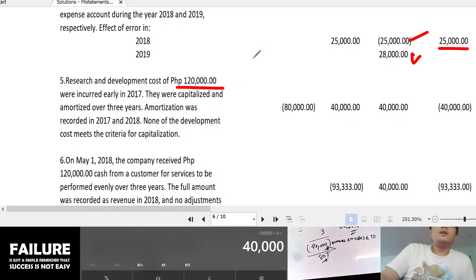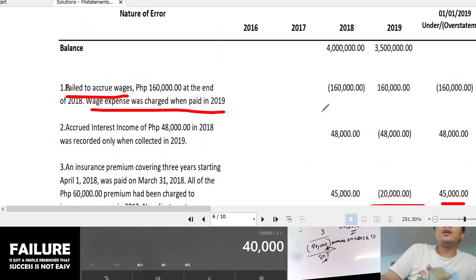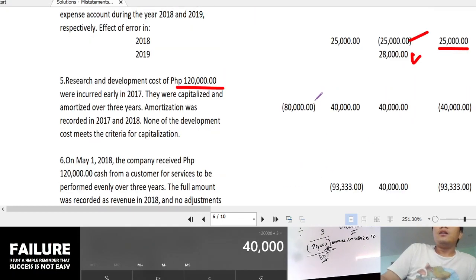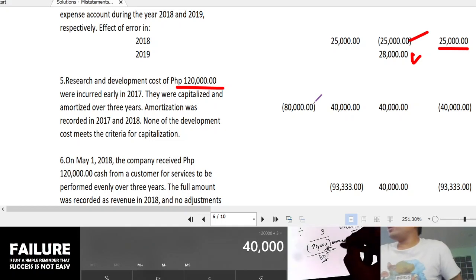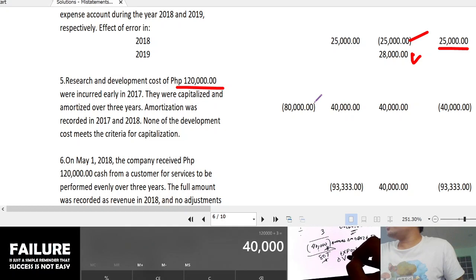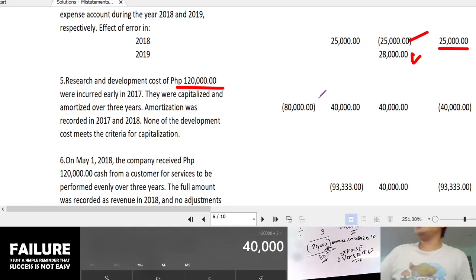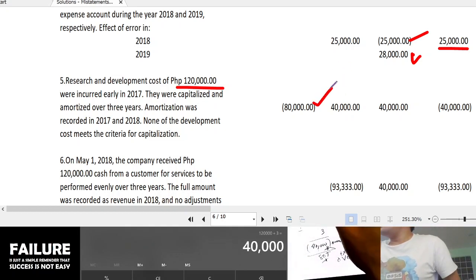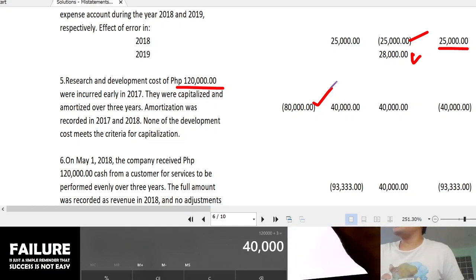That is in 2017. Net understatement of your expense. So, if understated yung expense mo, ano yung effect sa net income? Obviously, your net income is overstated. Okay? Your net income is overstated by 80,000. Okay? So, klaro yan siya ha? Next.